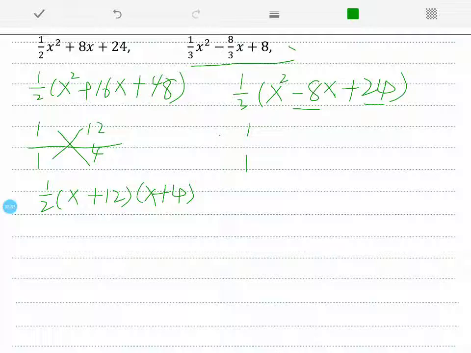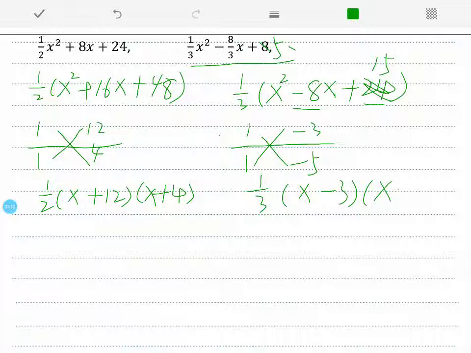Oh, I didn't give a good example. It should have been 8. Let's try 5, okay? Then that becomes 15. Now it works. So it'll be negative 3, negative 5. So 1 times negative 5 plus 1 times negative 3 is negative 8. Right combination. So 1/3 times x minus 3 times x minus 5. Okay.